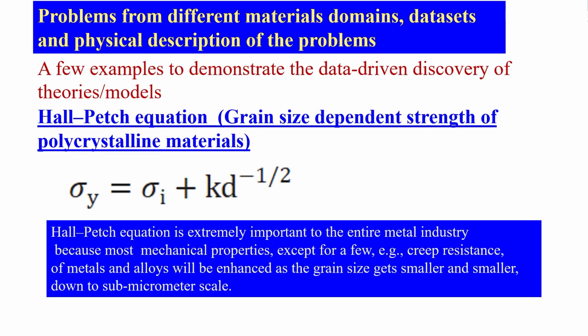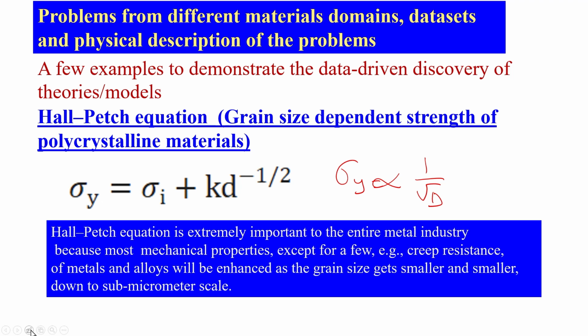Last example I gave is the Hall-Petch equation, the classic equation which correlates the grain size of a polycrystalline material with yield strength. Sigma y is the yield strength, sigma i is the frictional strength, K is a constant, and d is your grain diameter. We can write it in a much simpler way: sigma y is proportional to 1 by root over d. Okay.